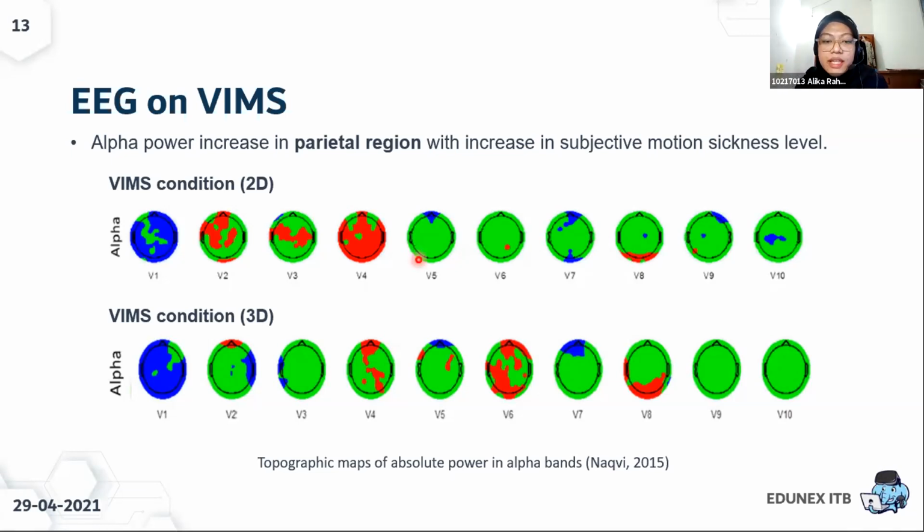From here, we can see that in the 4th and 8th minute of the 2D group, alpha power increased in the occipital region. That is on the back of the head. And while in the 3D group, it increased in the 4th, 6th, and 8th minutes in the parietal and occipital regions. So with that, we can conclude that this experiment explained that the 3D group or 3D stimuli is more likely to be motion sick.